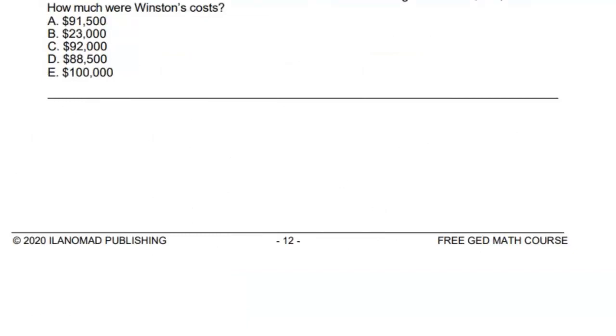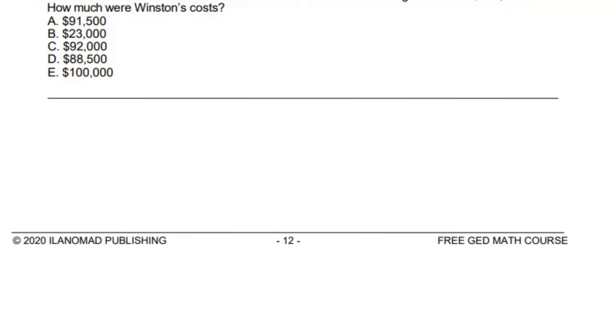All right, so here with this question, we get: Winston built a house for 1/5 less than Carlos did. Carlos's building costs were $115,000. How much were Winston's costs? And then we get these options here.